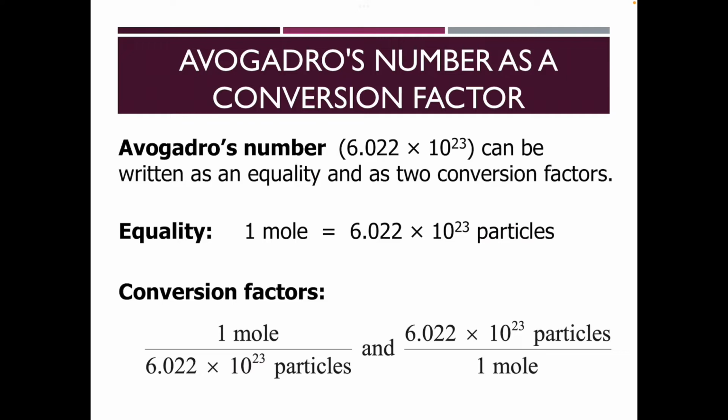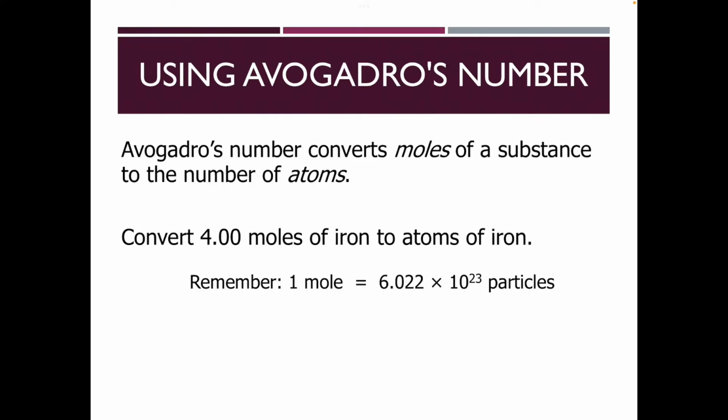Okay, so the reason that Avogadro's number, that's 6.022 times 10 to the 23rd, is really useful is because it's an equality, so we can use it as a conversion factor. Remember, when things are equal, they're going to get stacked in our train tracks, so we can use it as 1 mole over 6.022 times 10 to the 23rd, or we can use it as 6.022 times 10 to the 23rd on the top and 1 mole on the bottom. It's just going to depend on how we need our units to cancel, just like we've been doing already. So Avogadro's number is used to convert between moles of a substance and atoms, or moles and molecules.